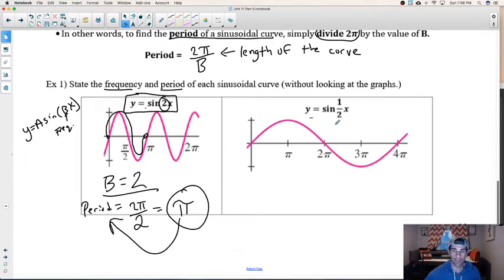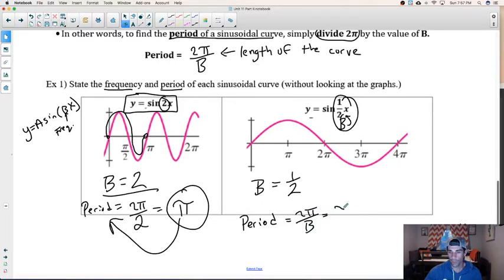Sine 1/2 x. So the number with the x is going to represent our frequency, which in this case is 1/2. Now to figure out the period, what we're going to do is 2 pi divided by b, which is 2 pi divided by 1/2. And if you do the math, that's going to give you 4 pi.